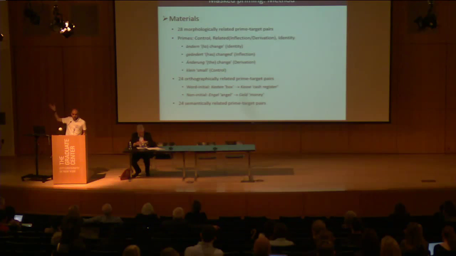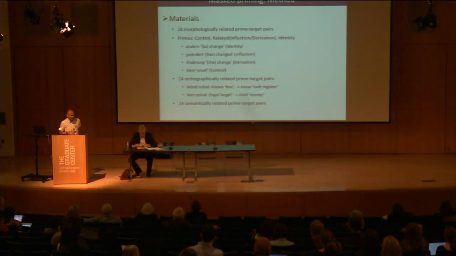And we also employed, like I said before, semantic and orthographic control conditions, but importantly, we tried to make sure that when we tested for orthographic priming effects, these materials would mimic what is happening in the morphological conditions in terms of letter overlap. So half of our prime-target pairs are things like Klasse, Kasse, in which the overlap is in the initial letters of both the prime and the target, much like what happens in the derivation condition. And the other half of the prime-target pairs are things like Engel, Geld, in which the overlap in letters is actually in the final letters of the prime, much like what happens in the inflectional condition, geändert.